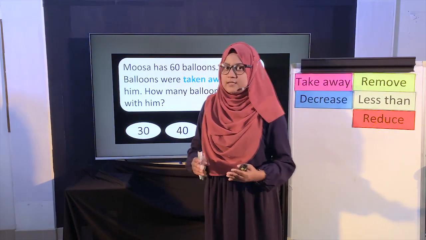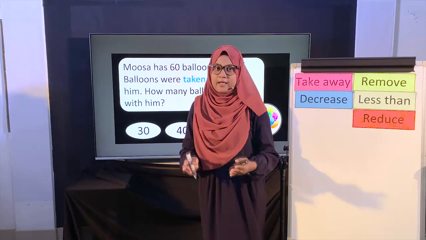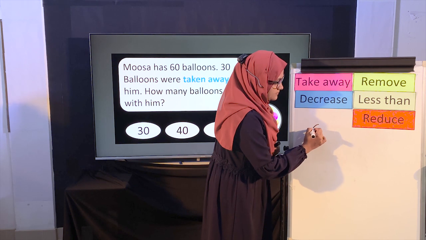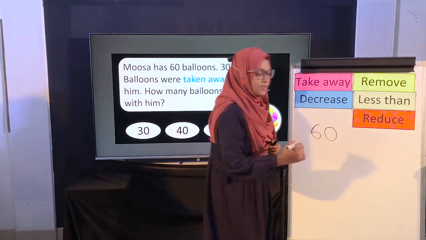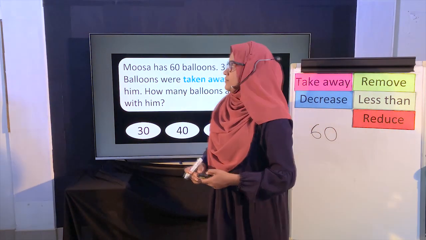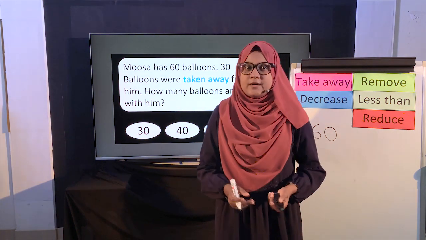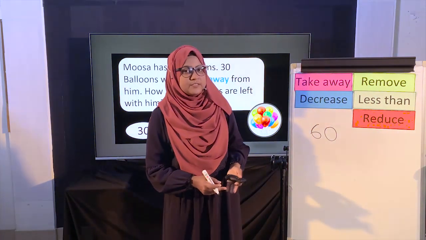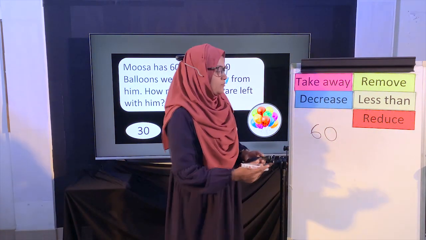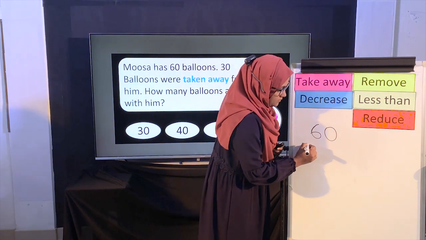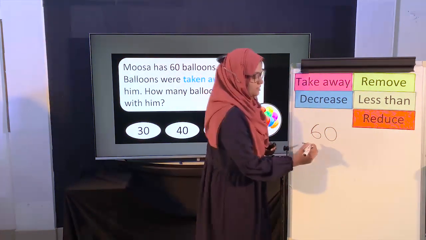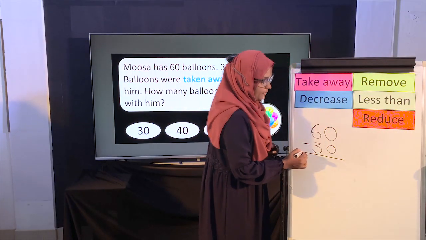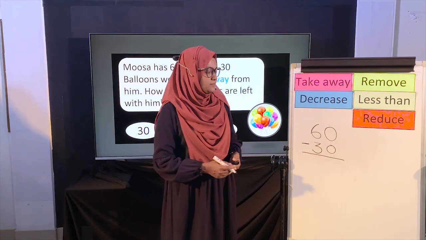So, the total number was 60 balloons. So, we will write 60 first. Then, how many balloons were taken away? 30 balloons, which means we have to subtract 30 from 60. Remember to write the sign and write 30 below 60. Then we will solve it.